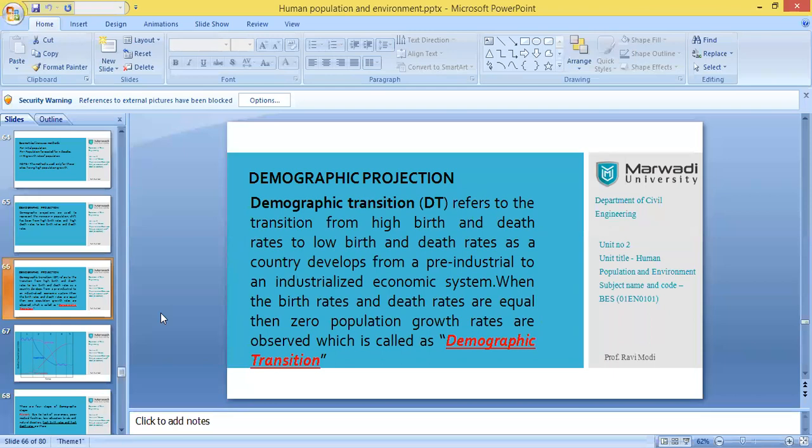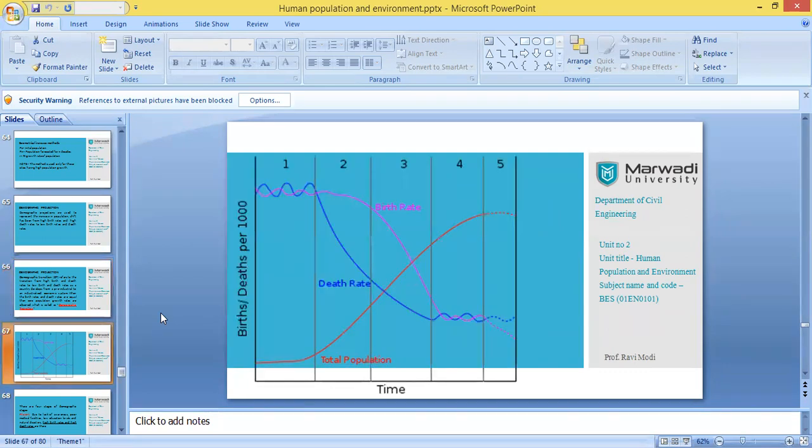So basically we want a net zero value. Net zero is technically not possible. But when the birth rate and death rate are lowering and becoming almost equal, that particular point is known as a demographic transition. Okay, so this is the graph. On the y-axis, what is being mentioned? Births or deaths per 1,000. And on the x-axis it is mentioned as time.